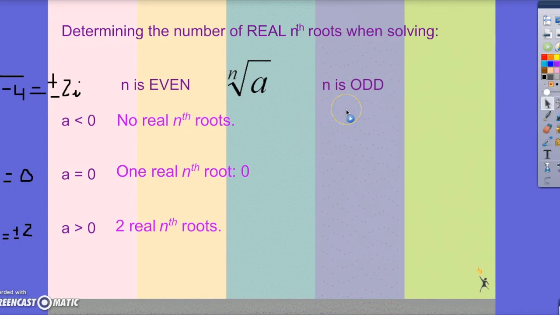What if your root is odd, like a cube root or a fifth root or some odd number? When a is less than 0, there's 1 real nth root. When a is equal to 0, lo and behold, there's 1 real nth root. And when a is greater than 0, there's once again 1 real nth root. So odd is easy in the fact that there's always one single answer. You don't have to worry about real or imaginary numbers. They're all real. There's only one of them. There's no more plus or minus for these.